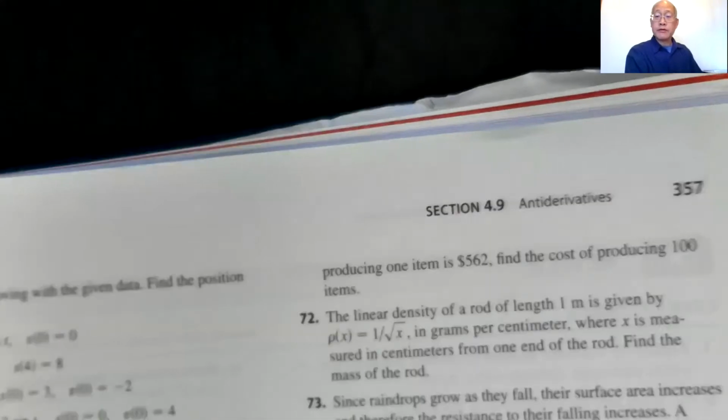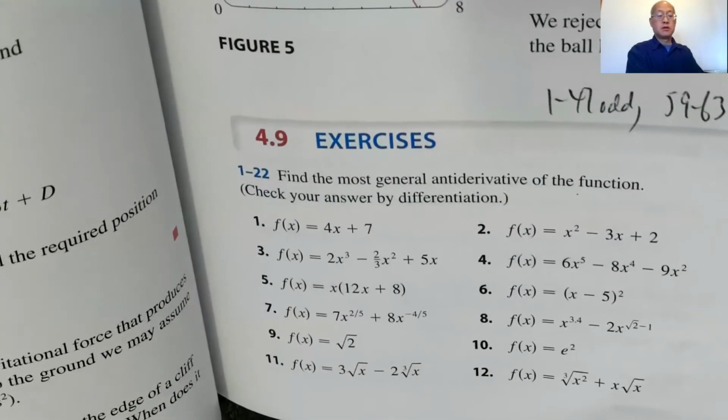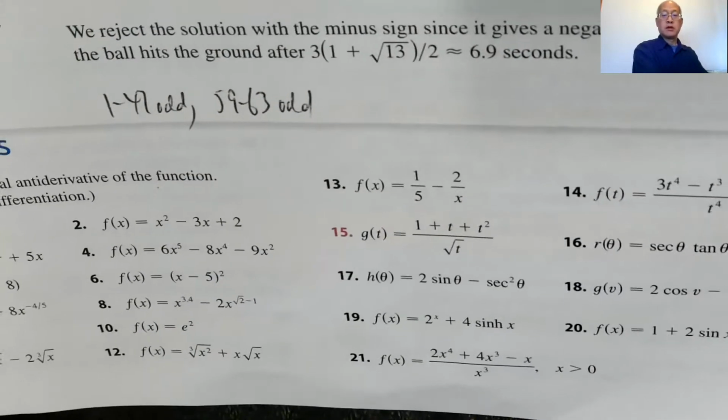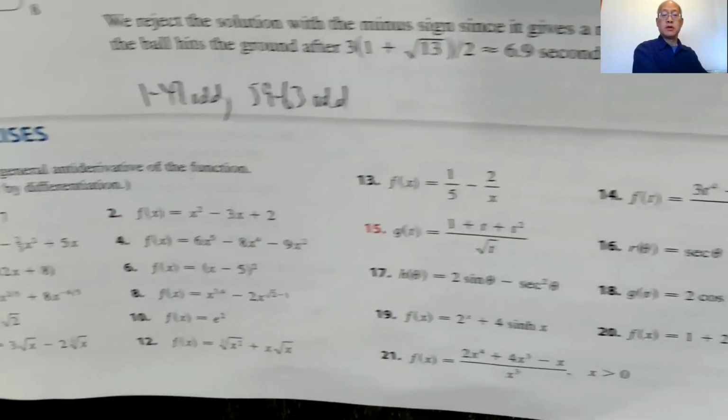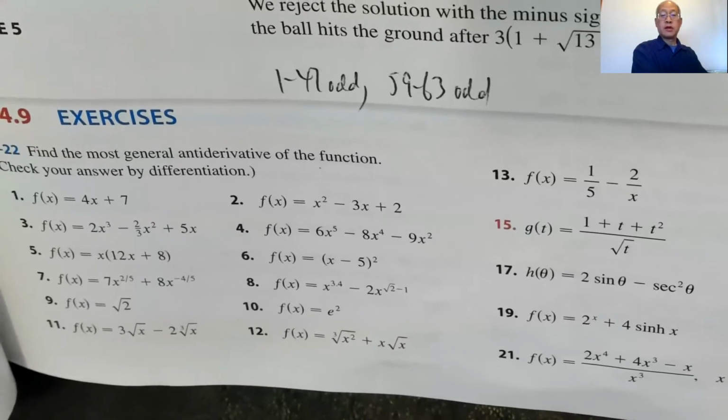Topic is antiderivatives. If it sounds like derivatives backwards, it is. Okay, so 4.9 antiderivatives, page 350. Our homework, page 355: 1 to 11, 13 through 21. So you're back 1 to 11 again.